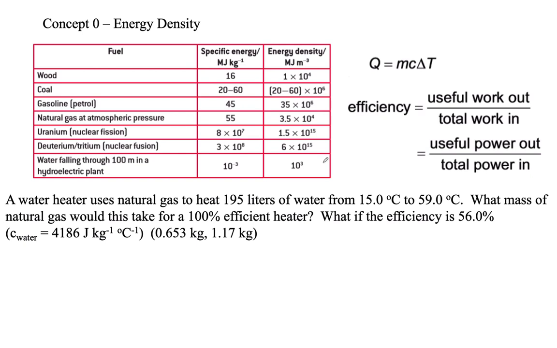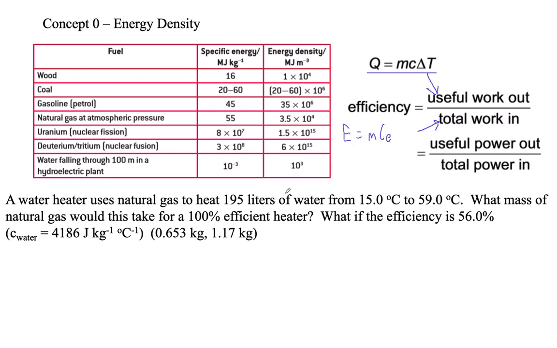Okay, so let's heat up water, okay? And to do that, we're going to use mCΔT. This is actually going to be our work output, right? Okay, the work input, the total energy in, is going to be the energy we get from burning the natural gas, okay? So that's going to be the energy that we get from some mass times some specific energy.